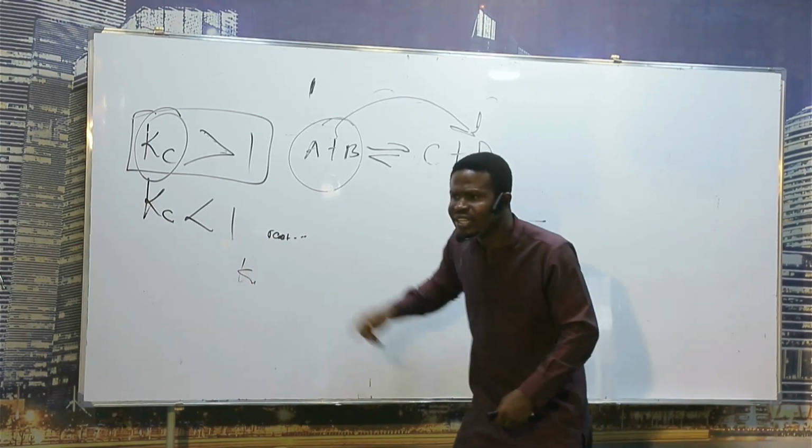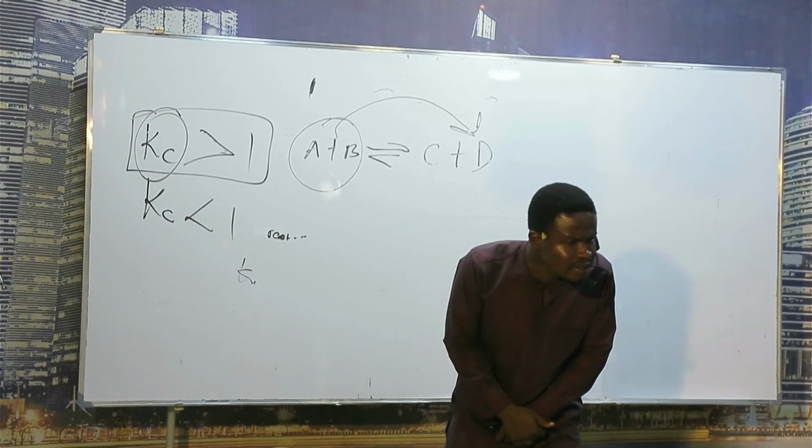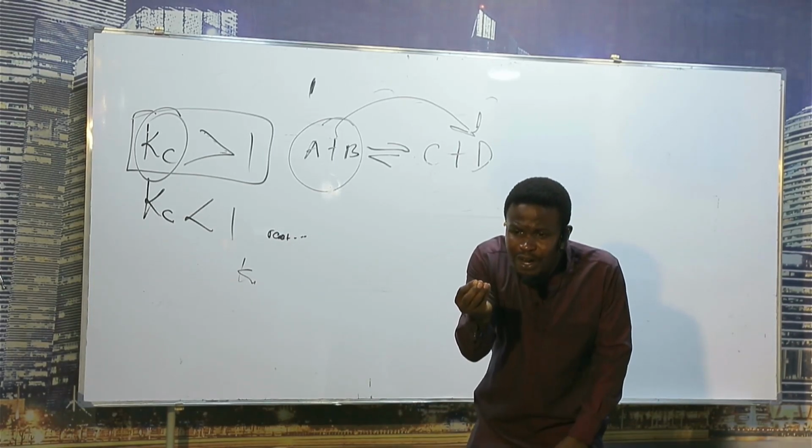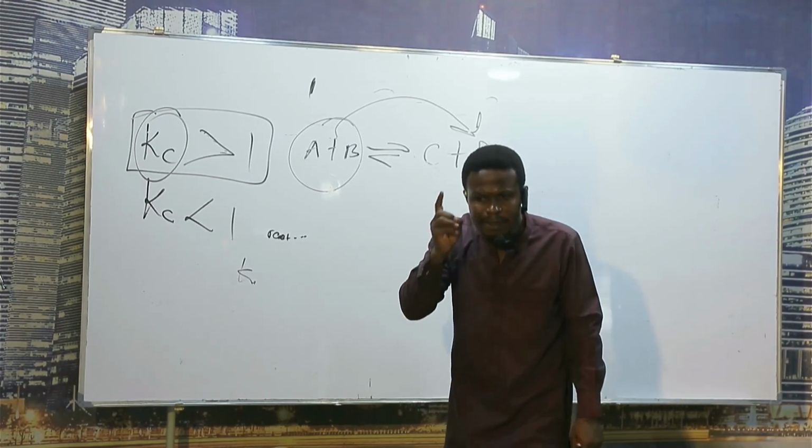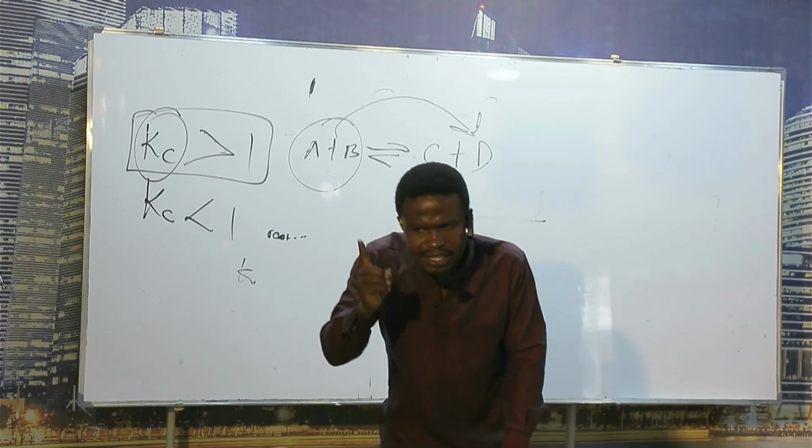If your Kc value is less than 1, what does it mean? That only a small amount of reactant has been converted to product. This is the magnitude of Kc.